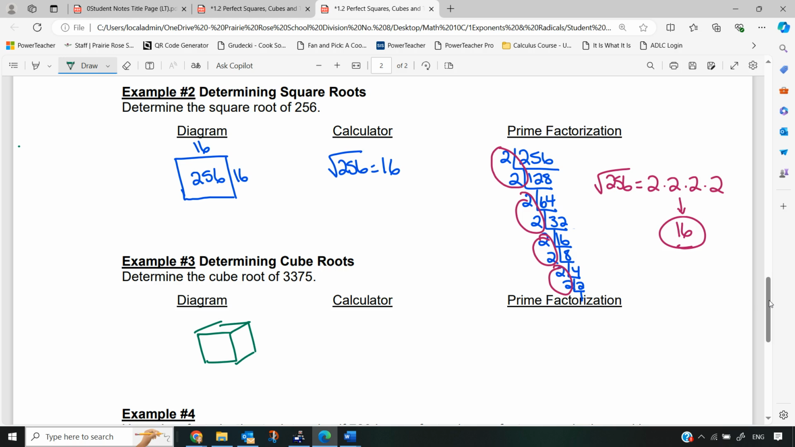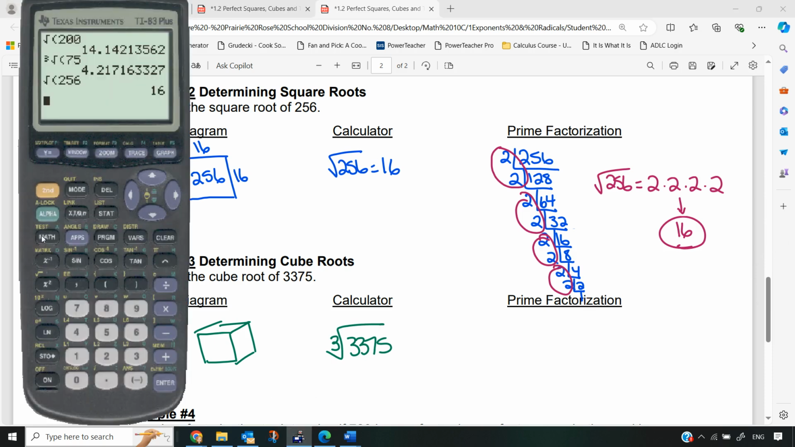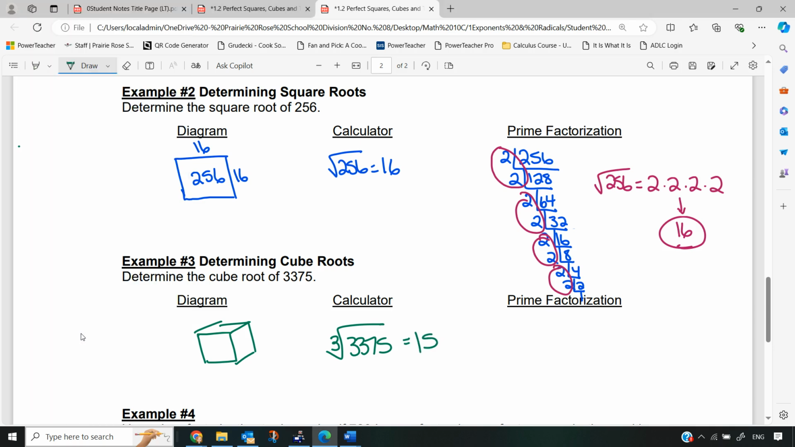So we're going to go to the calculator step here first. We've got the cube root of 3375. And if I put that into my calculator, I would go math 4, 3375, and that gives me 15. So representing that with a diagram, I would have my 3375 as my volume, and my side lengths would be 15 by 15 by 15.